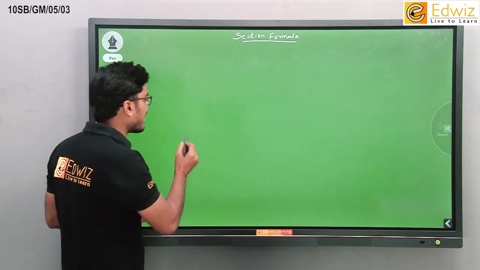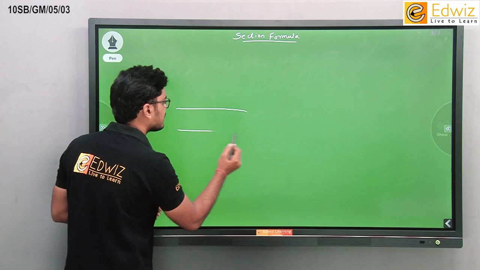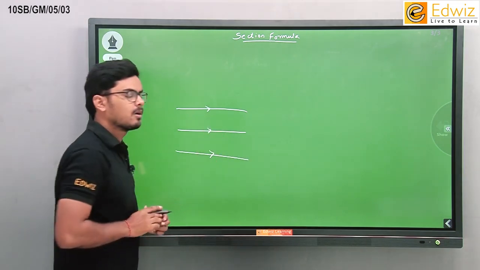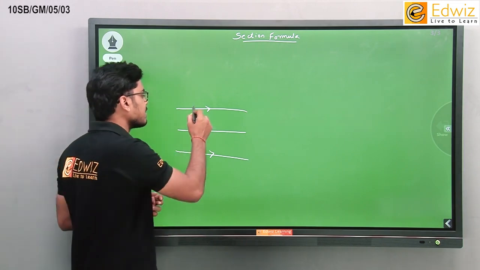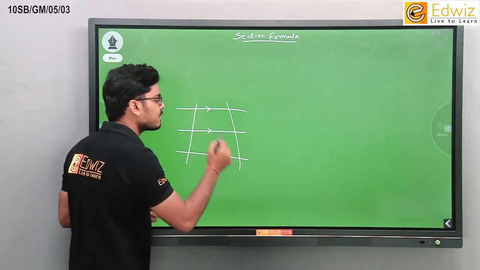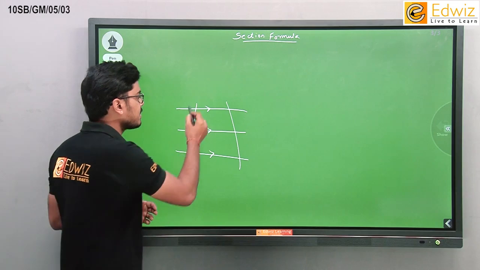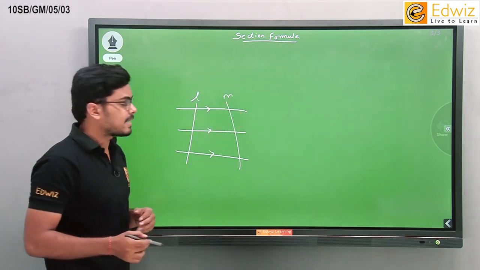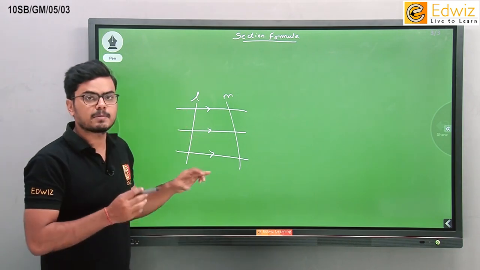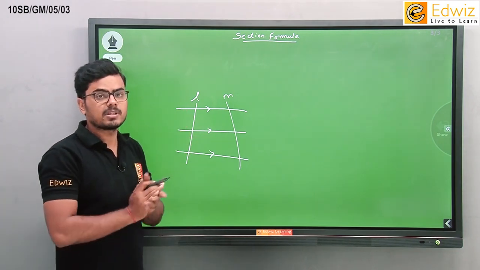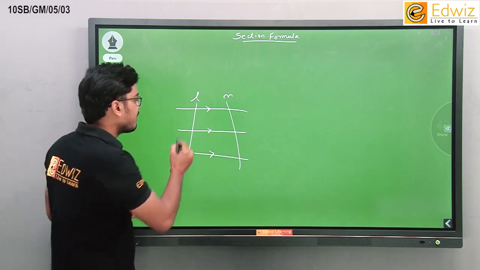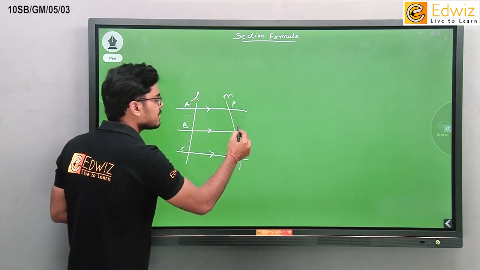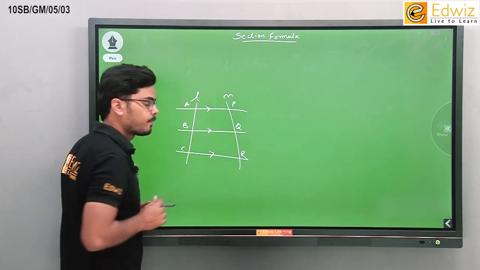Okay, if I draw three parallel lines, suppose this, this and this, there are three parallel lines, and on these parallel lines, if I draw different transversals, there is a transversal L and M. Okay, we have learnt last year that the intercepts made by these parallel lines, they are proportional to each other. Meaning kya hua? If this is point A, this is point B, this is point C, this is point P, this is point Q, this is point R.